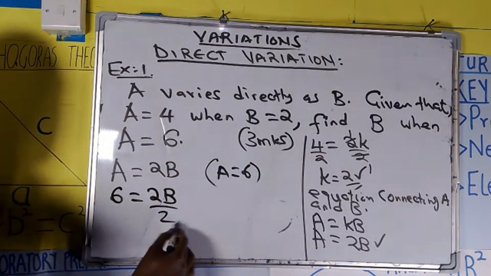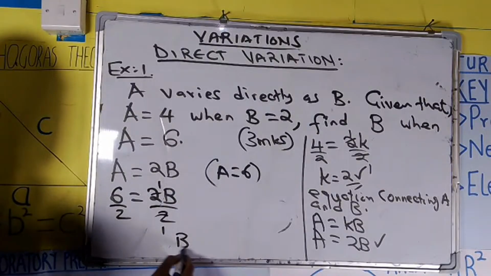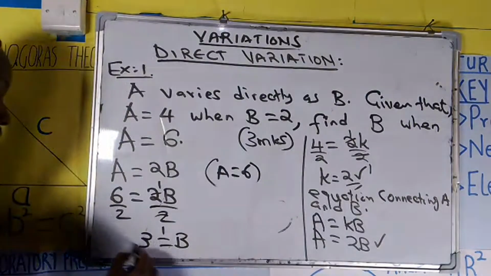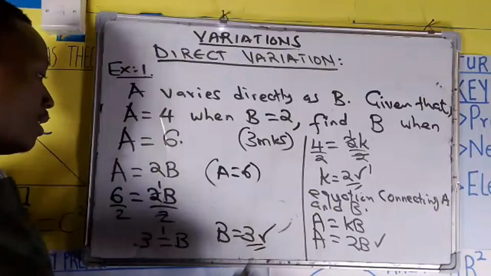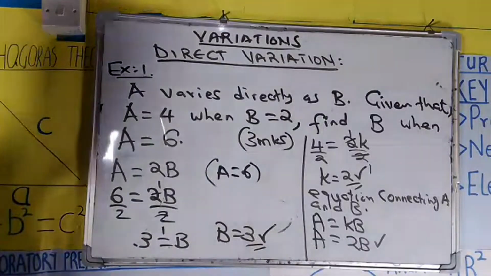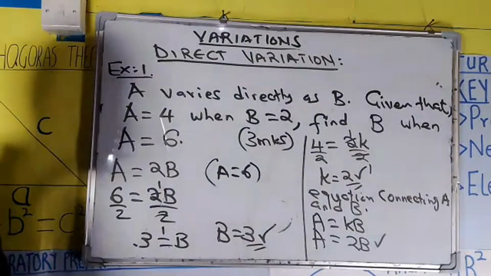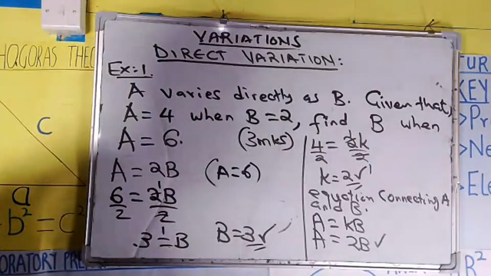And we will divide both sides by 2. Our B will be equal to 6 divided by 2, which is 3. So our B is equal to 3.